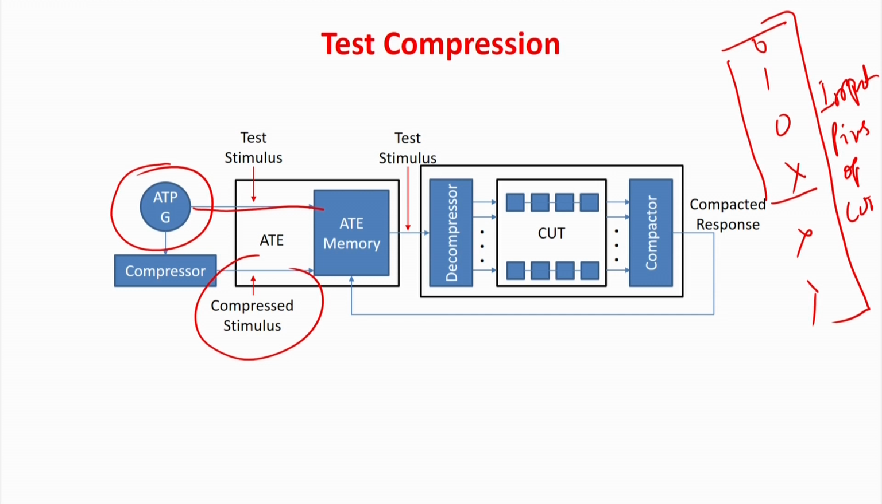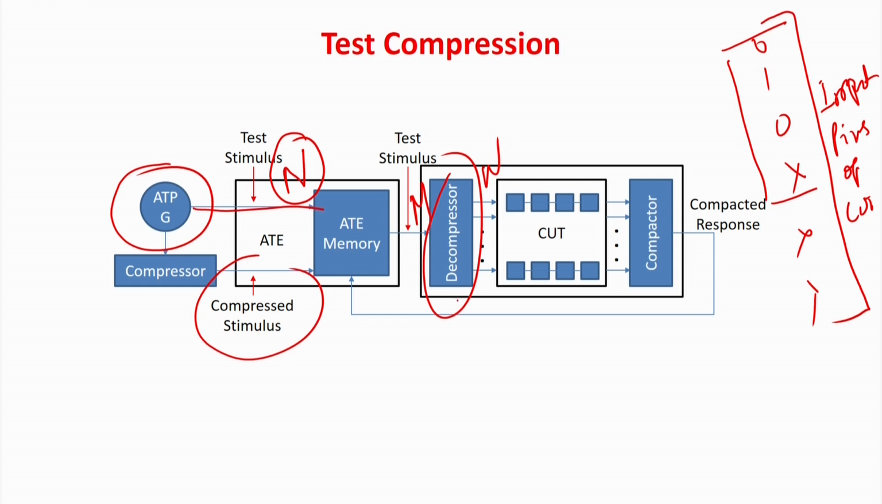Now you can see this width may be equal to n, because n is the width, but after compression it will be equal to m, and m is much smaller than n. So you are using a smaller width of the ATE memory. But here it is again n, because practically you have to apply the test vectors to the circuit under test. So there is a decompressor circuit in your chip which will take this compressed pattern and apply it to the CUT.